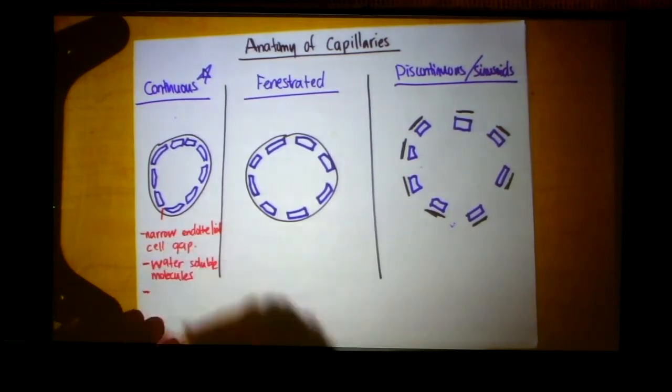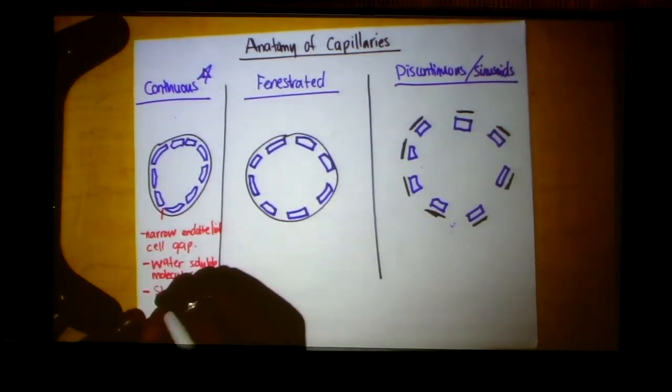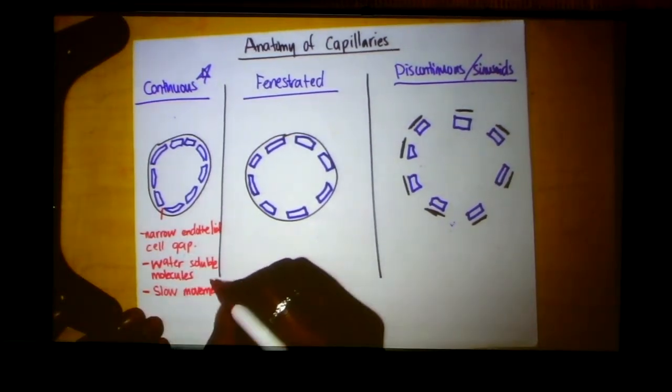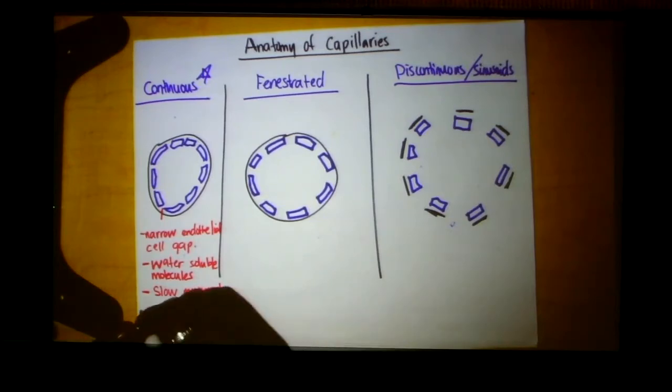Okay. Now we're going to have slow flow or slow movement of molecules here, simply because we have smaller pores that these molecules have to move through. And then we also know that this is the most abundant, so I'll make a note here.